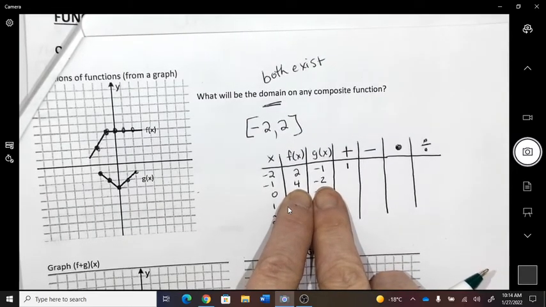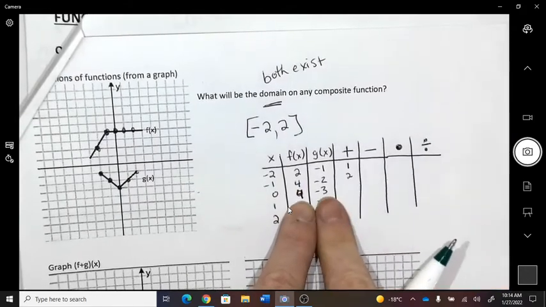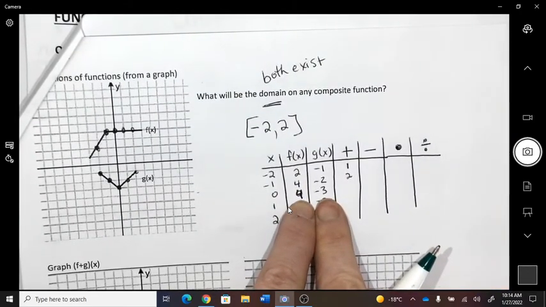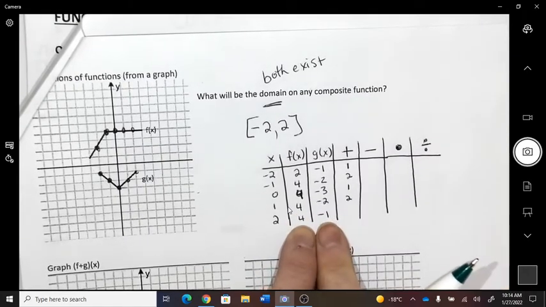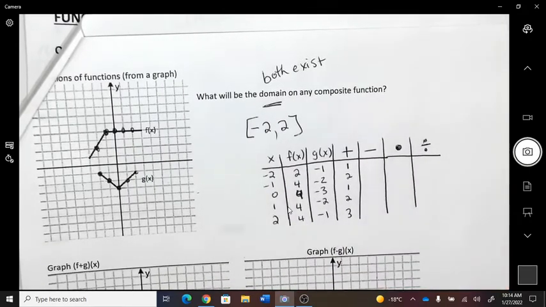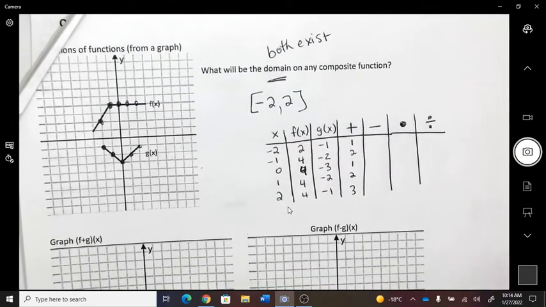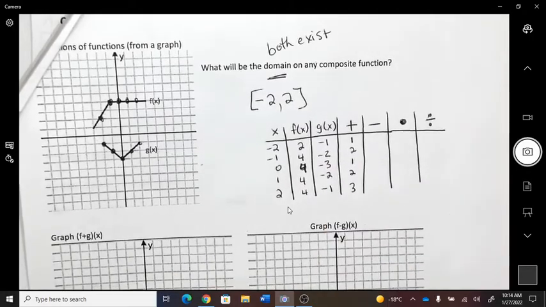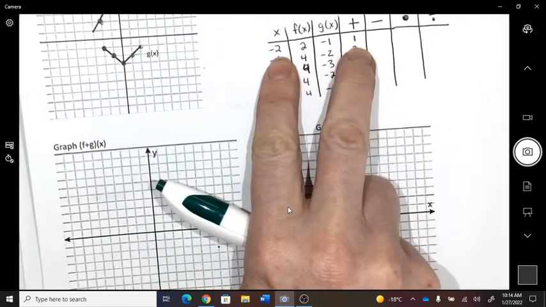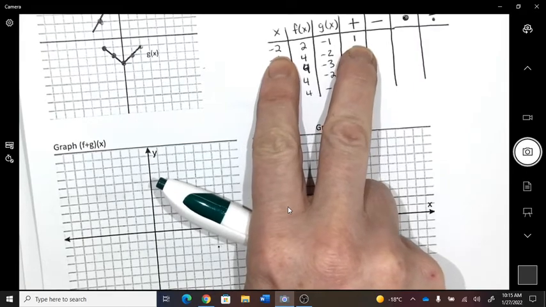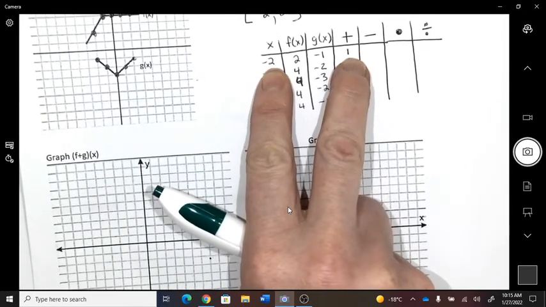4 plus -2 is 2. 4 plus -3 is 1. 4 plus -2 is 2. 4 plus -1 is 3. Okay, so let's graph this function. Okay, so here's the points. You're going to have this as a coordinate. -2, 1.